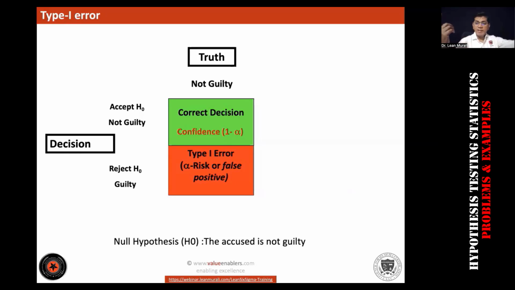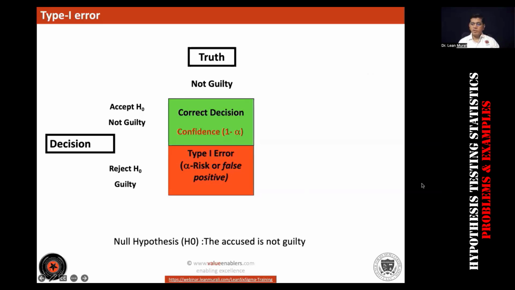Or in other words, suppose you're in manufacturing. If the product is bad and you reject the bad part, that is a correct decision. But if you accept the bad part, then it will go to the consumer.